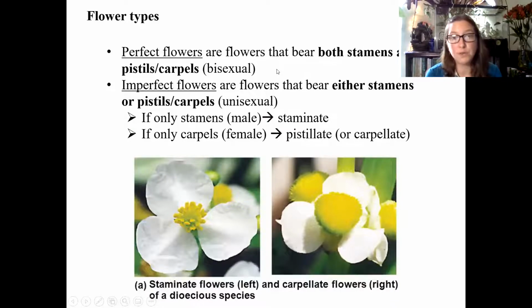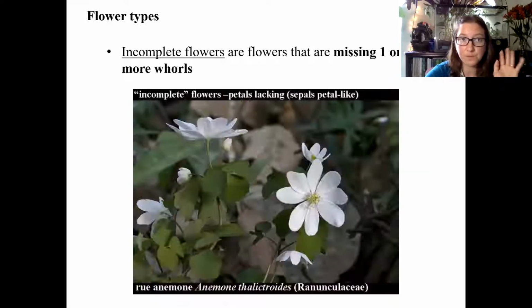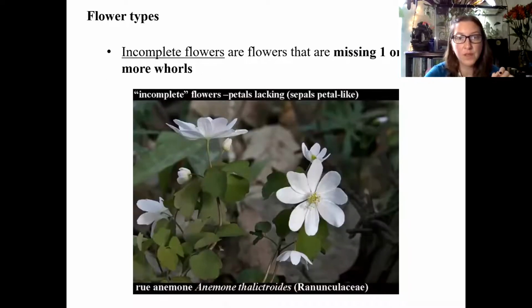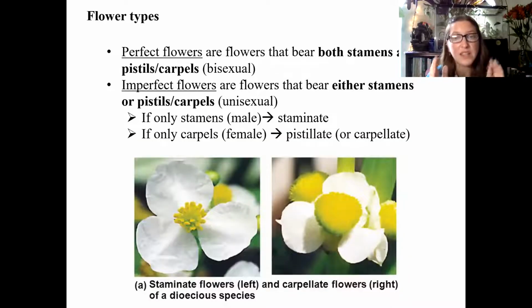And there's 2 other terms to learn too, perfect flowers and imperfect flowers. So just so you don't get confused, because sometimes students get this confused, when you think about complete versus incomplete, in your brain, you should say whorled, right? Incomplete versus complete, it's about the whorls. Perfect versus imperfect is about sex structures. So if you're a perfect flower, you have both sex structures. You have stamens and pistils or carpels on a single flower.